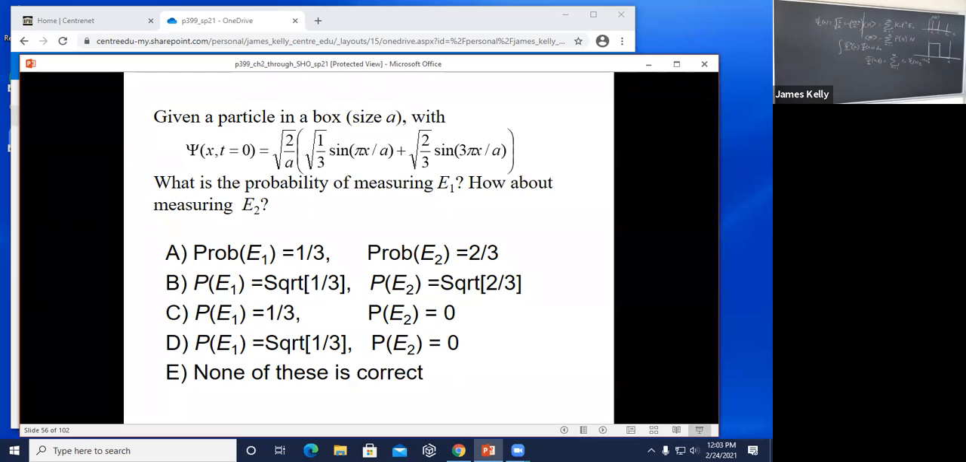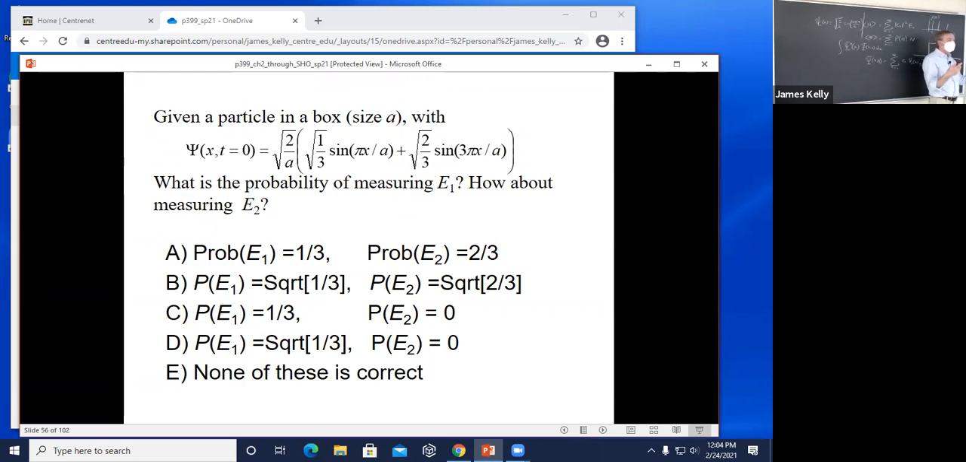This sine in combination with the root 2 over a is psi 1, and its coefficient is root 1/3. And this, in combination with the root 2 over a out in front, is psi 3, and its coefficient C3 is root 2/3. So the trick is, you weren't asked about E1 and E3, you were asked about E1 and E2. E2's coefficient is 0 because it doesn't appear in that series, right?